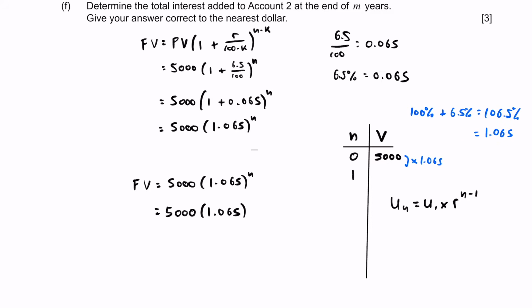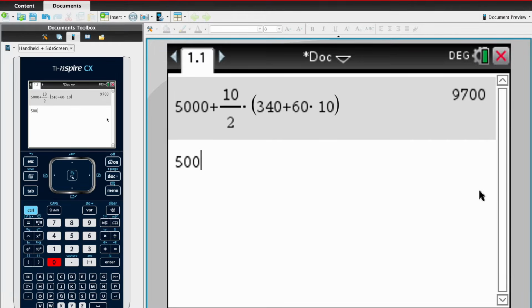So 1.065, in this case we want to solve when n is equal to 10. So let's raise this to the power of 10. Let's go to the calculator here and work this out. 5,000 times, actually let's open up a bracket, 1.065 raised to the power of 10. All right, so they have $9,385.69. So they have less than they would have if they had chosen account 1.